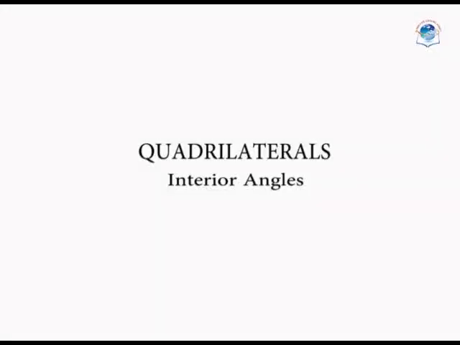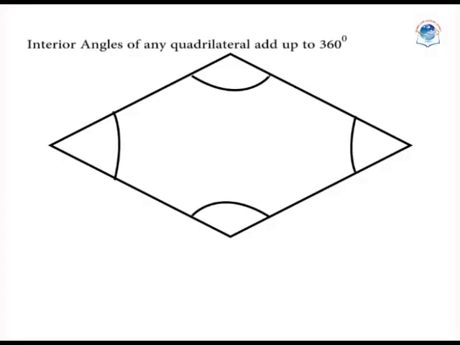Interior angles of a quadrilateral. Angles in any quadrilateral add up to 360 degrees, and these are the interior angles. It is easy to see where that comes from. This is a rhombus. What we can do is draw a line through any two vertices and split it into two triangles. Now we know that angles in a triangle add up to 180 degrees.